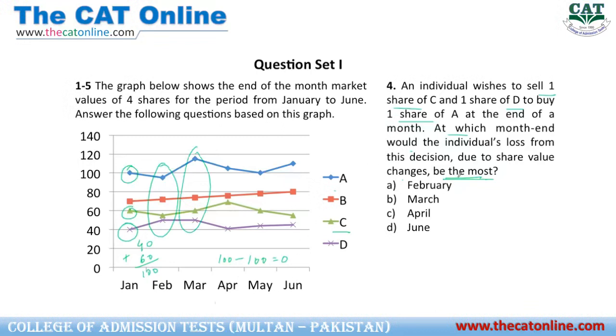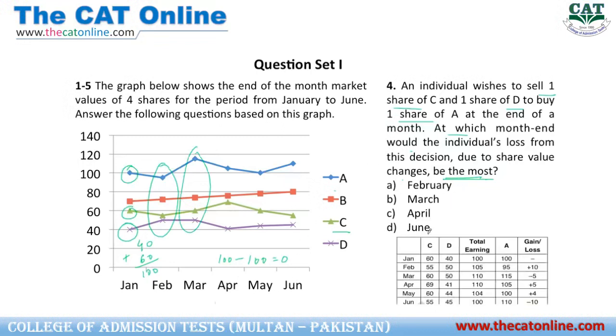So I formed a table here. As mentioned, for January, I get 60 for C, 40 for D, total earning is 100. I buy A for 100, there is no net gain or loss. When I do for all the months, I have the net gain or loss in this last column here, and the maximum I can lose is 10, which is in the month of June. So the correct answer option here is the D part.